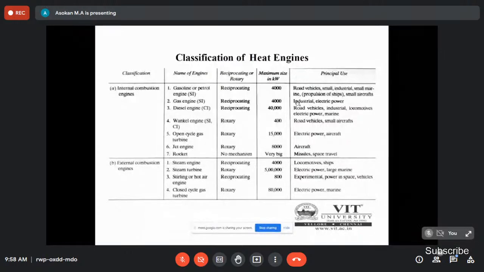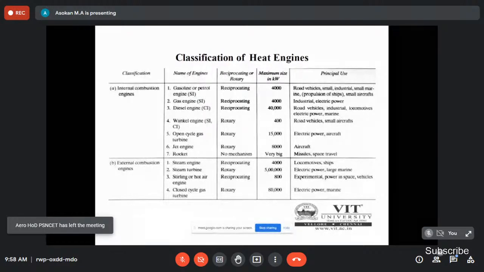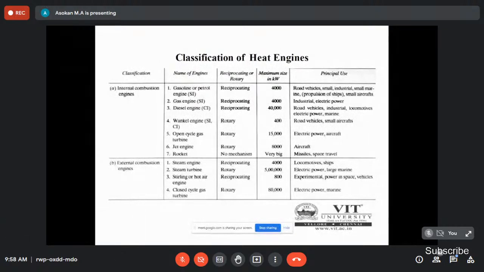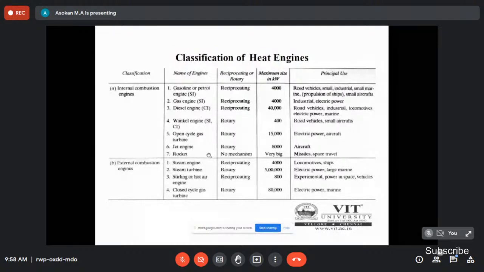Diesel engine, the CI engine, is also the reciprocating type, with a maximum size of 40,000 kilowatt. They are used for road vehicles, industrial purposes, locomotives, and marine propulsion. And the Wankel engine is one of the rotary type engines, with a maximum capacity of 400 kilowatt. It is also used for road vehicles and small aircraft. Then there are jet engines and rocket engines. You can go through this yourself, as I don't want to spend much time on the classification of engines.